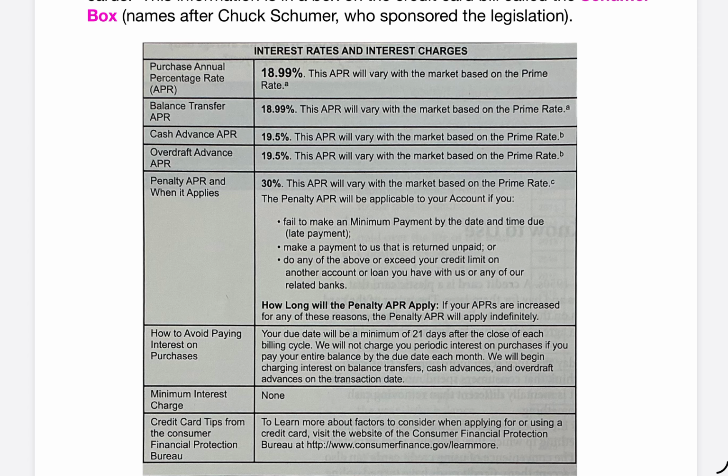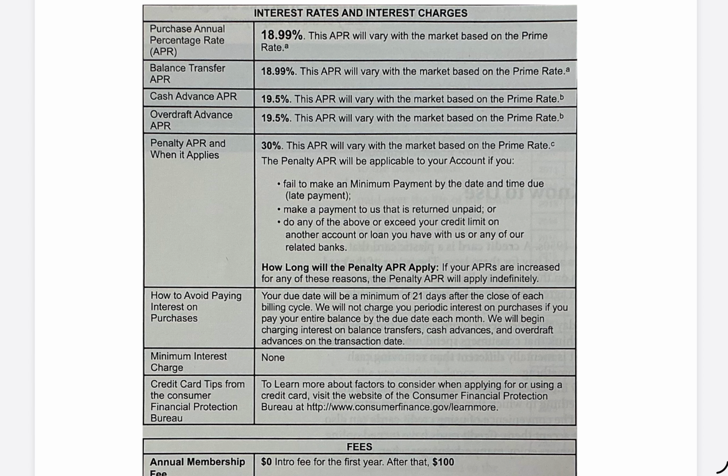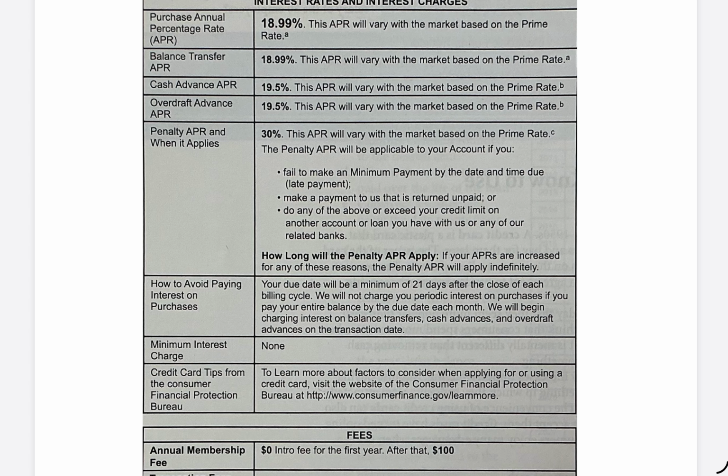Now, one of the things that they also will disclose is that even though they give you the interest rate, they will let you know that it's based on the market. So if the prime rate increases, then this rate will also increase accordingly. Other things that they also need to disclose is the penalty APR when it applies. In this case, it's going to be 30%, and the penalty will apply when you fail to make a minimum payment.